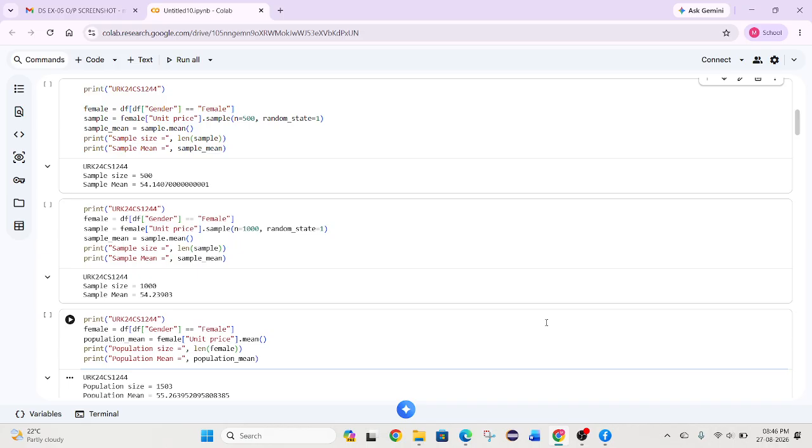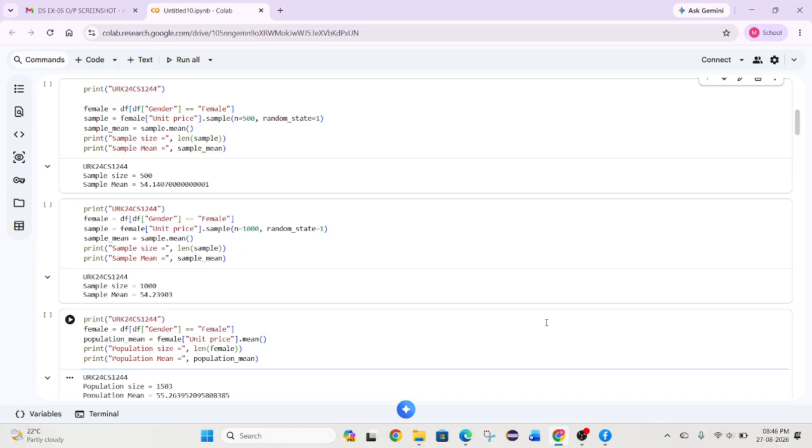Next, the second question is to calculate with a larger sample size. It is almost similar to question one, but the main difference is the sample size. In the first question, we calculated with 500 values, but here we are going to select 1000 values. The purpose is to understand what happens when the sample size increases. Sample size simply means the number of observations we select. Here the sample size is 1000. A large sample means we are using more information from the data set.